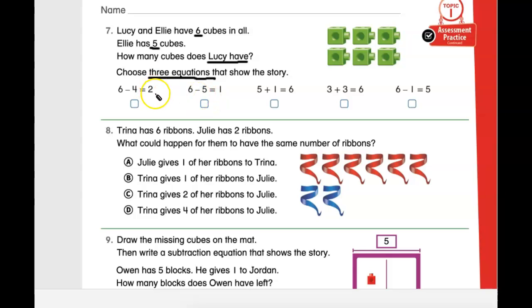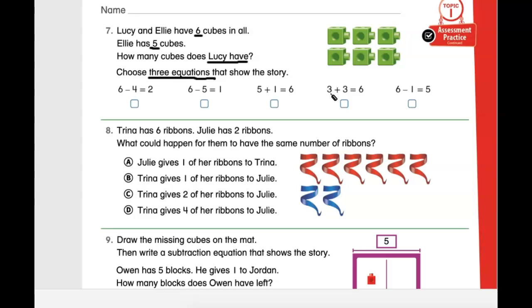So 6 minus 4 equals 2. 6 minus 5 equals 1. 5 plus 1 equals 6. 3 plus 3 equals 6. Or 6 minus 1 equals 5.